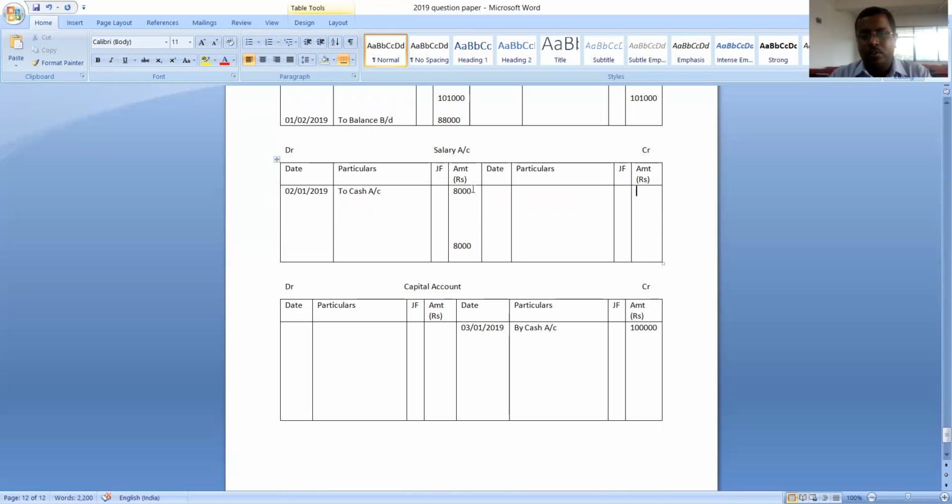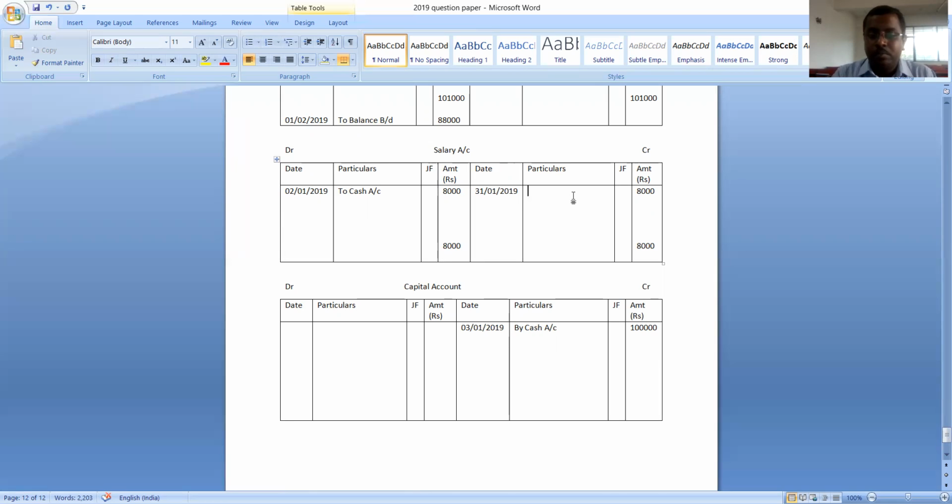8,000, right? Okay, so let us write the same figure on the opposite side of the account, that is rupees 8,000. How much is the balancing figure? That is rupees 8,000. Yes, let us write it at the top. The balancing figure is rupees 8,000. Which balance is it? It is the closing balance, and it must be written on the closing date of the month, that is 31st January 2019.